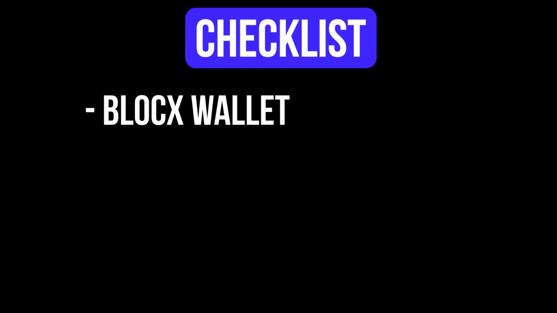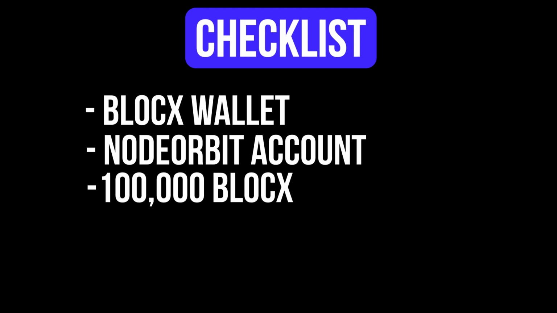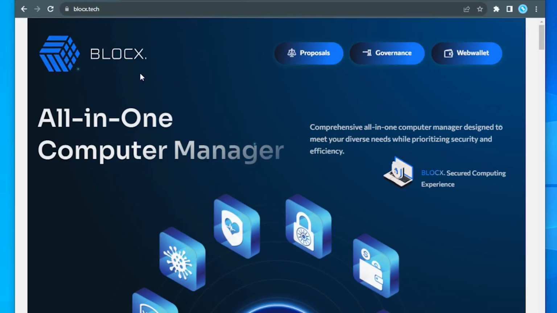The next thing that you're going to need to do is create an account with NodeOrbit. I'll make sure I link that in the description below. And you're also going to need the collateral for a BlocX node. The collateral for a BlocX node is going to be 100,000 BlocX. You're also going to need a little bit extra for transaction fees, so I added an extra 25 BlocX. So that's what you need to get started. Let's get to it.